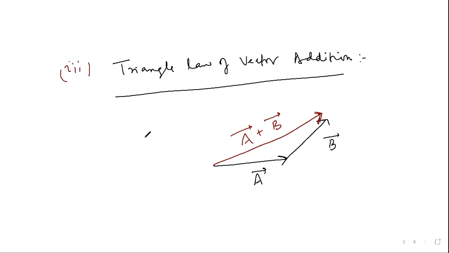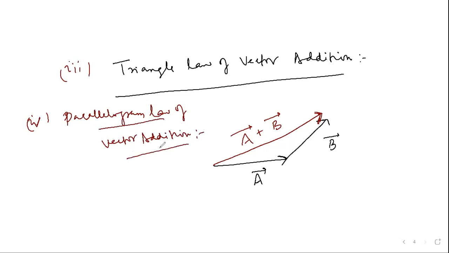So we have another thing. I have space here. Parallelogram law of vector addition. You know what is a parallelogram? A parallelogram is a quadrilateral, a four-sided figure whose opposite sides are parallel and equal in length, right? Now, this parallelogram law of vector addition is also used to find the resultant of two vectors.